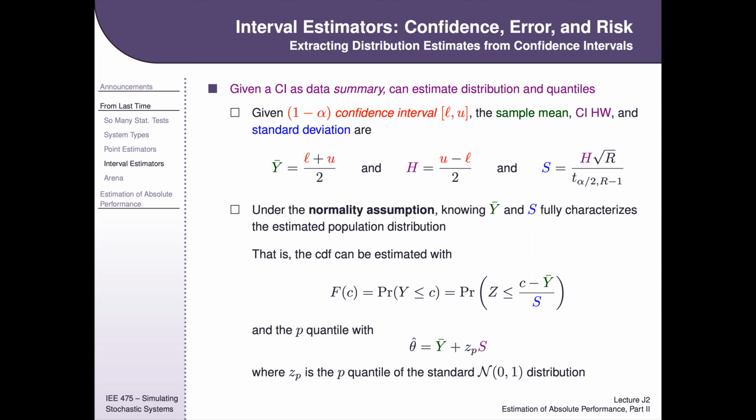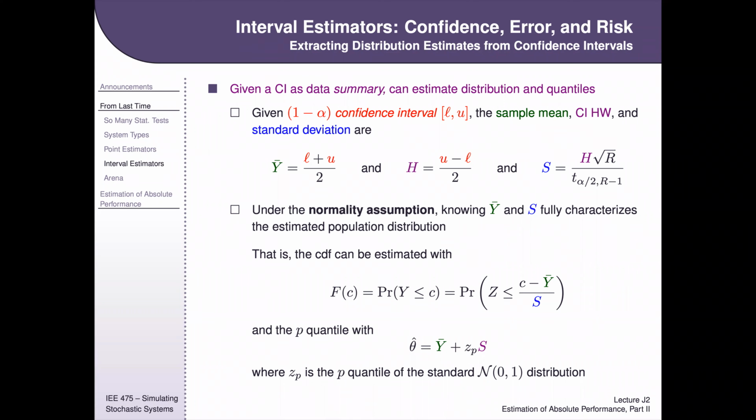You can also estimate quantiles. So this is just me writing that thing out. If I give you a confidence interval, I've effectively given you an estimate of the mean, which is just the midpoint of the confidence interval. I can also give you the half width, which is just the length of the confidence interval divided by 2. And I also give you the standard deviation. So if I give you the confidence interval, you can estimate the mean, the half width, and the standard deviation.